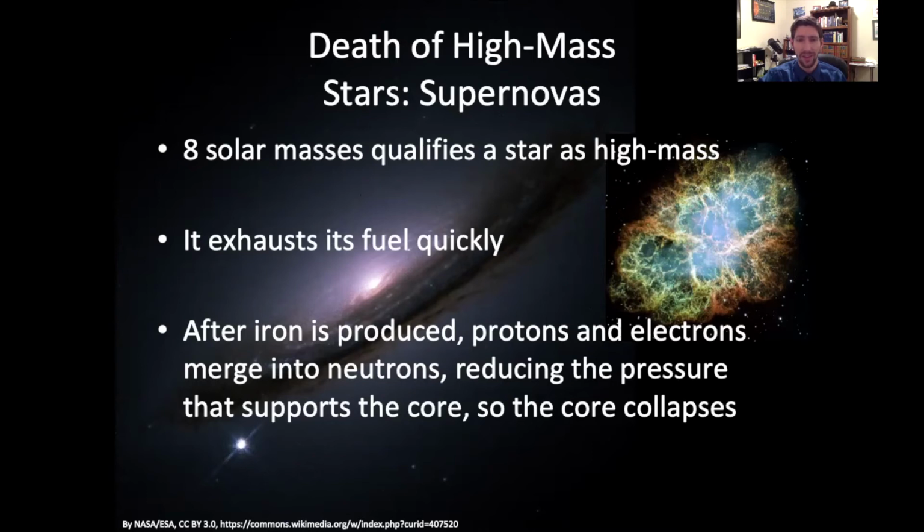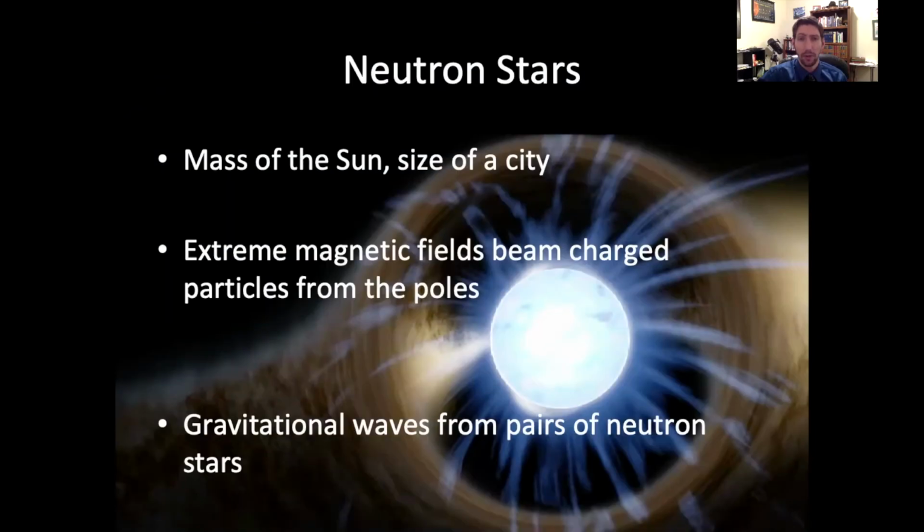You can see that its light briefly outshines the light of the rest of the galaxy. If the total mass of the original star was between about 8 and 20 solar masses, then the remnant core after the supernova is a neutron star. A neutron star has the mass of the sun, or maybe 2 or 3 suns, but is the size of a city. It is much denser than anything we experience.